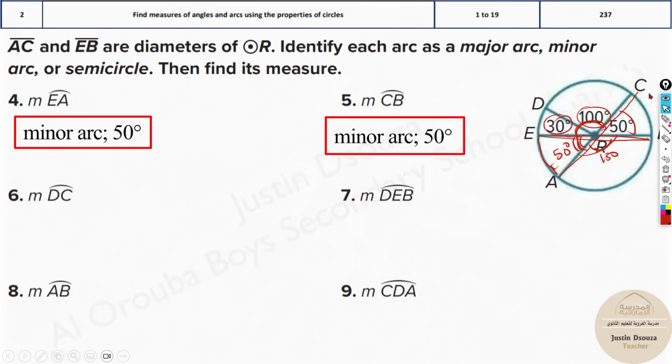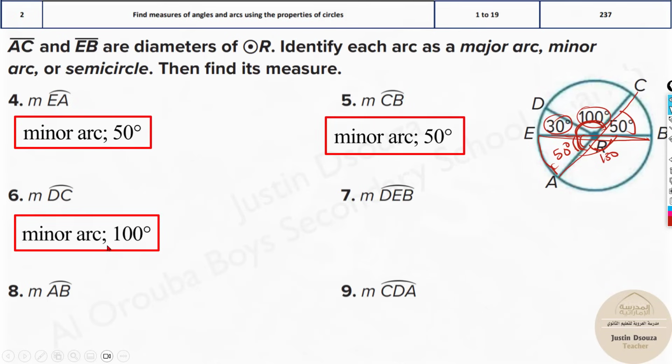What about CB? You can see over here CB is this arc. That is 50 degrees, already given over here. DC, where is DC? It's 100. It is a minor arc as well. DEB, see DEB, it'll be 180 plus 30, it's 210.